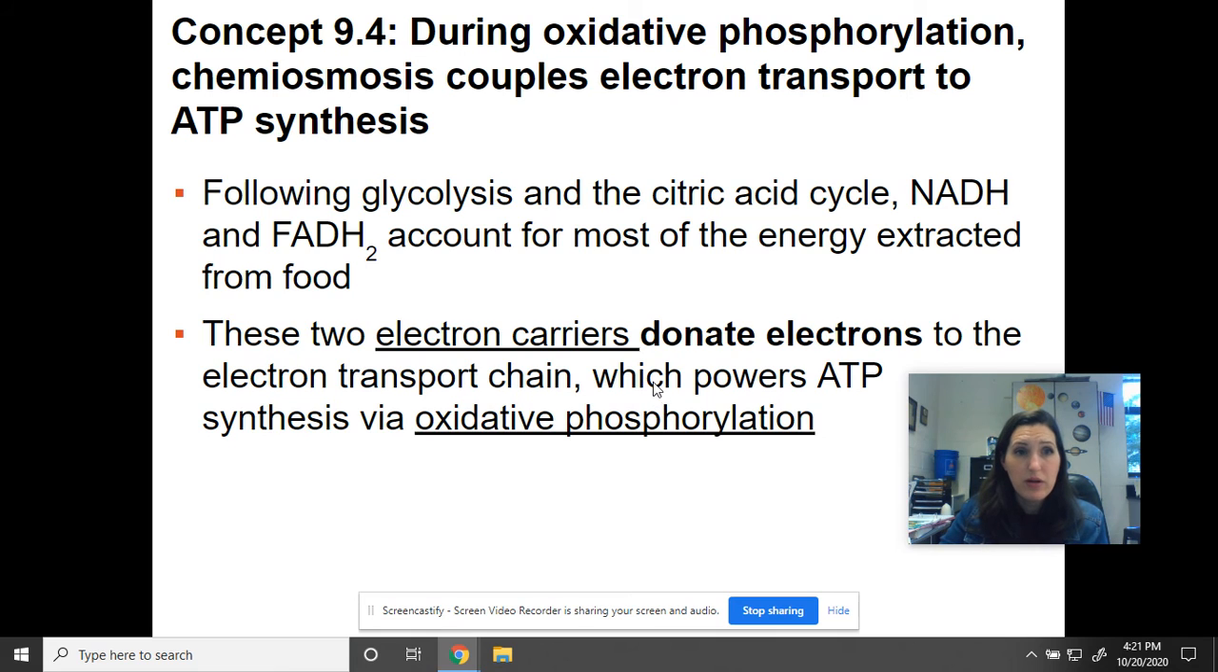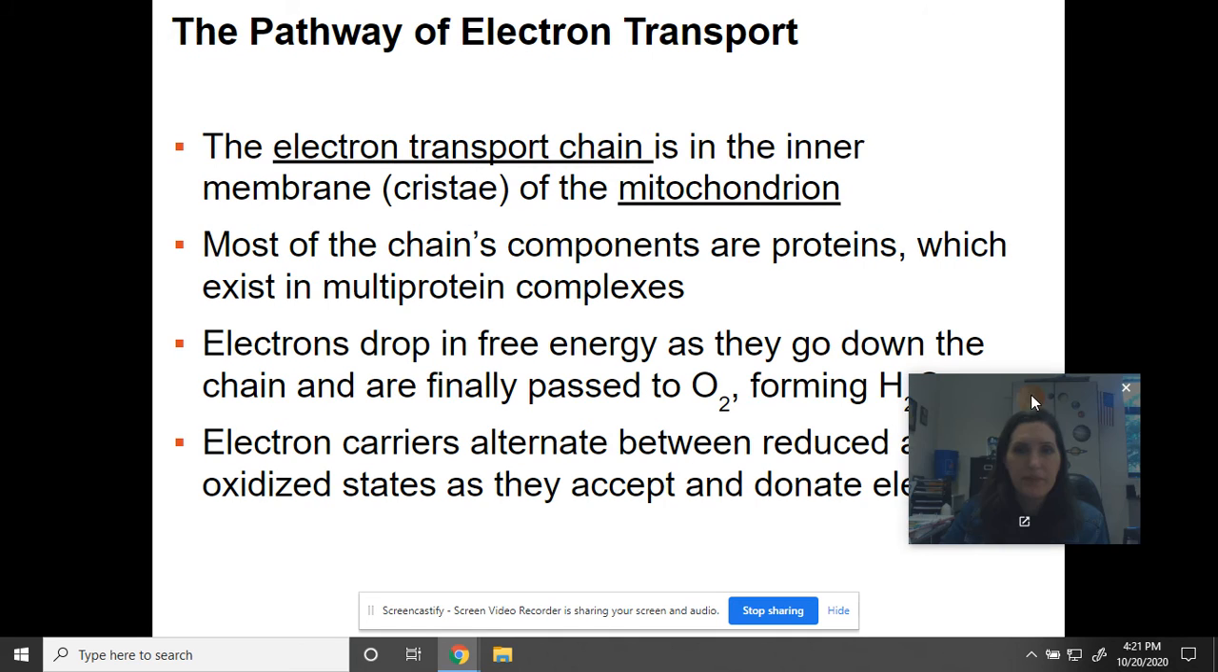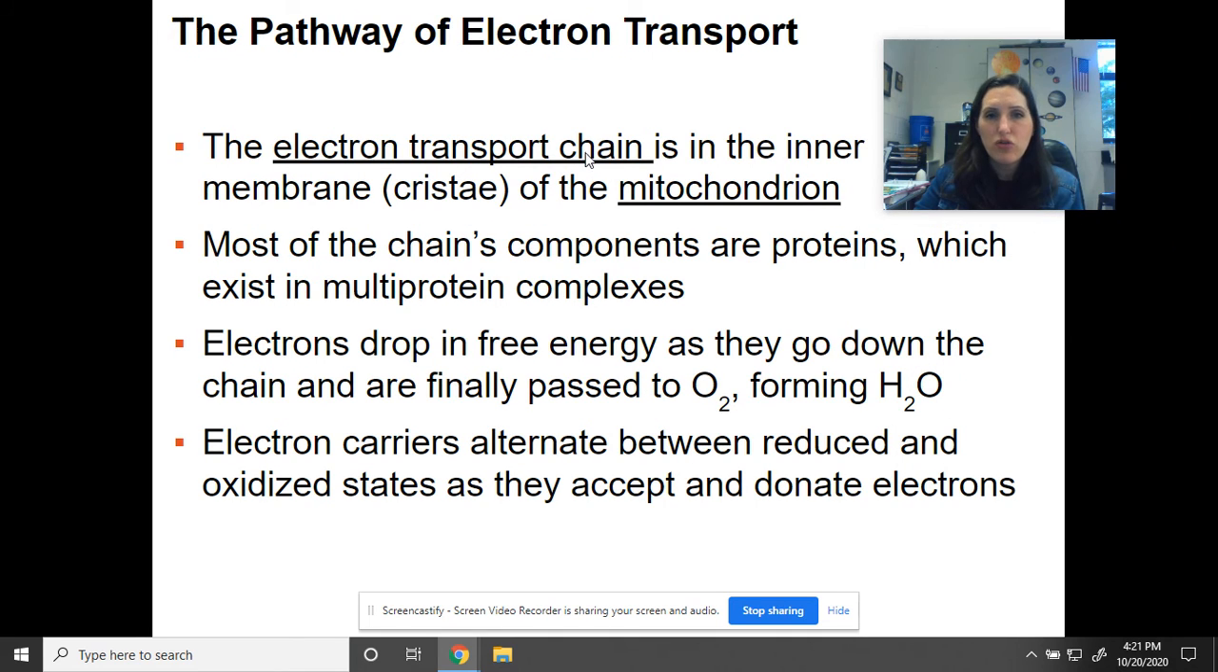During the last part, during that electron transport chain, these 2 electron carriers, the FADH2 and the NADH, are going to be popping off those electrons. The electron transport chain is in the inner membrane of the mitochondrion. Most of the chain's components are protein, which exist in multi-protein complexes. The electrons drop in free energy as they go down the chain and are finally passed to oxygen. So here's why we take in oxygen. He is there to accept the hydrogens because we're moving those hydrogens through.